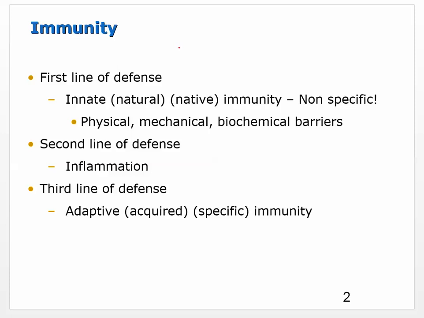It works in, I guess it depends on the book or what you read, but several different stages. Your first line of defense is what we're going to focus on, which is innate, also sometimes called natural or native immunity. I don't really like any of these terms because the most important part of this is it's non-specific. So when you get injured, if you get a splinter or something like that, there's a whole bunch of stuff that goes in there.